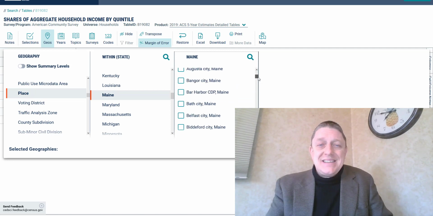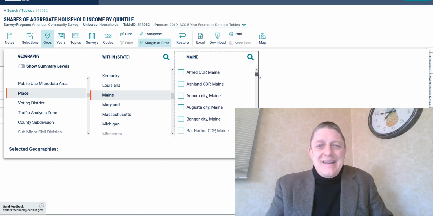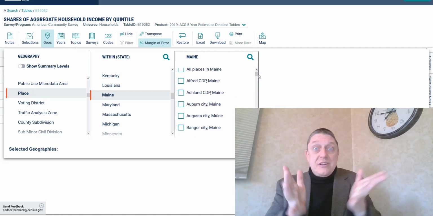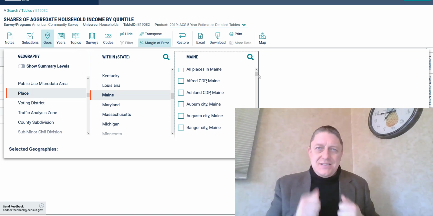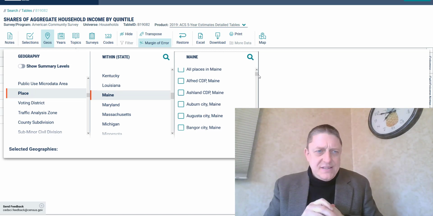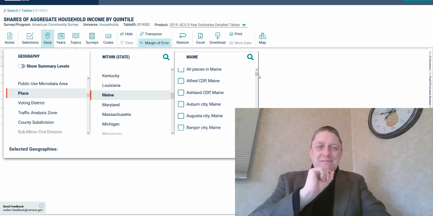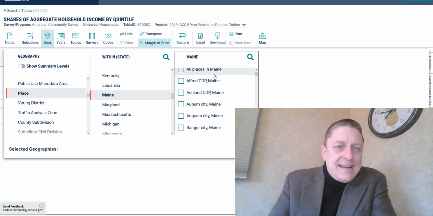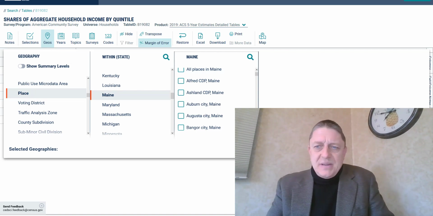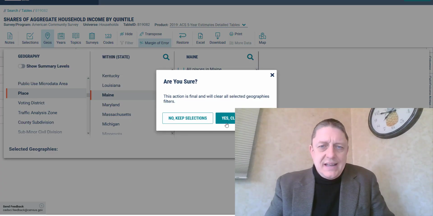Up in the A's, next to Hope, there's Appleton, and Appleton's not there. It's a relatively small place. But it's more places. And I want to give you a little bit of a hint. It's not entirely obvious, but let's clear geographies again.